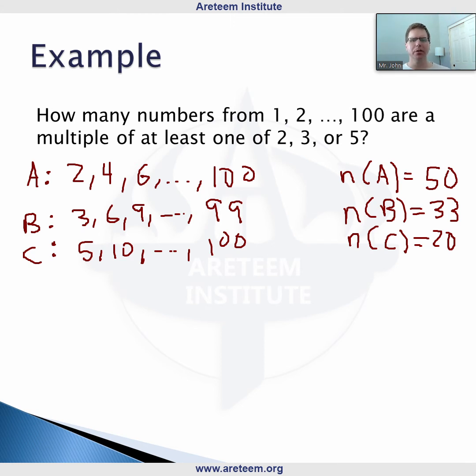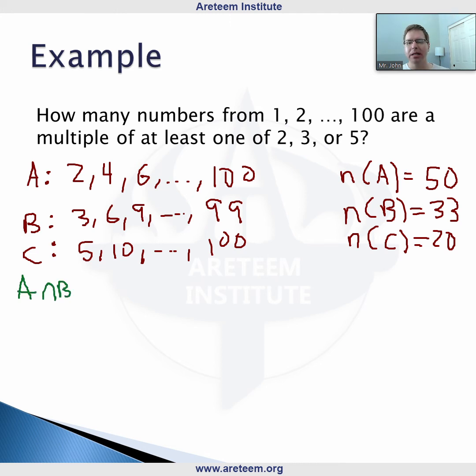Just from our picture now, we start to see some problems. The number 6 is counted in the first list and the second list. The number 10 is counted in the first list and the third list. So we have these overlaps. We're definitely overcounting things. And this is exactly where inclusion-exclusion comes into play.